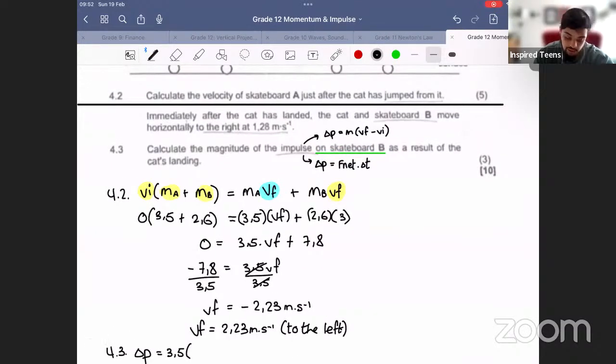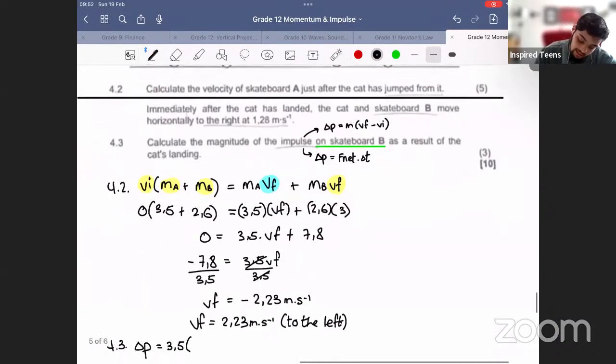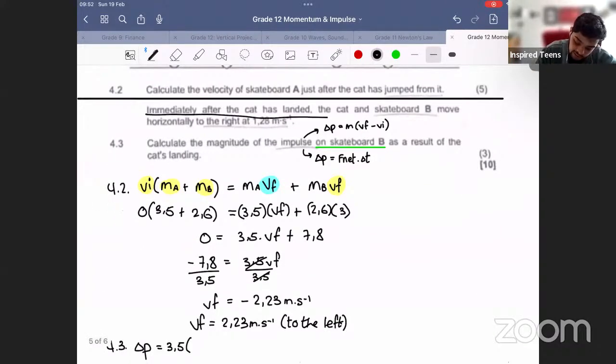Oh, okay, we have to read the question. It says that immediately after the cat has landed, the cat and skateboard B move horizontally to the right at 1.2 meters per second to the -1. So we know its velocity.